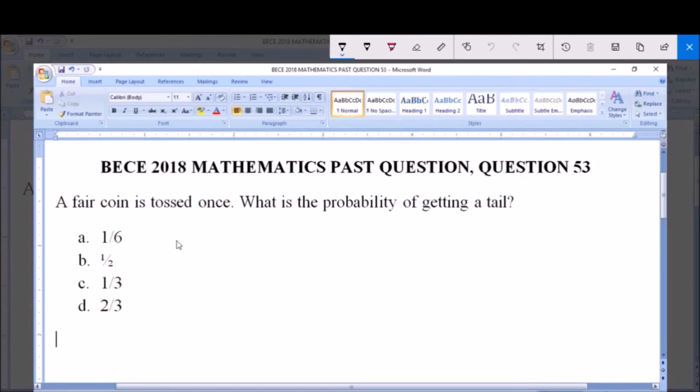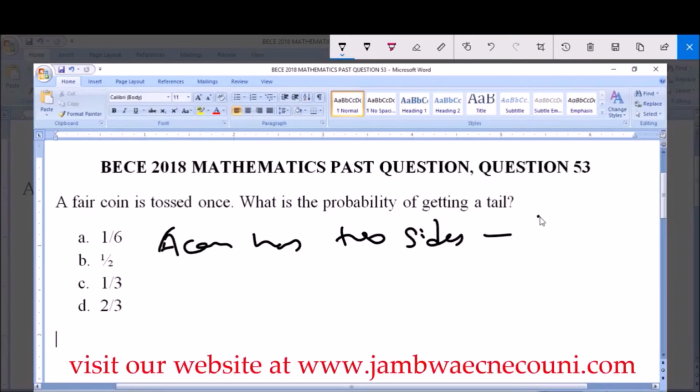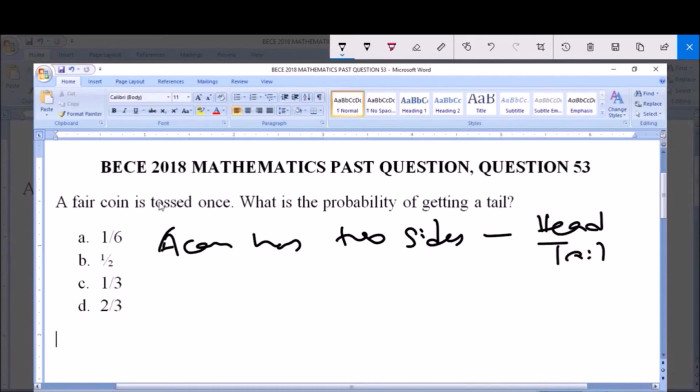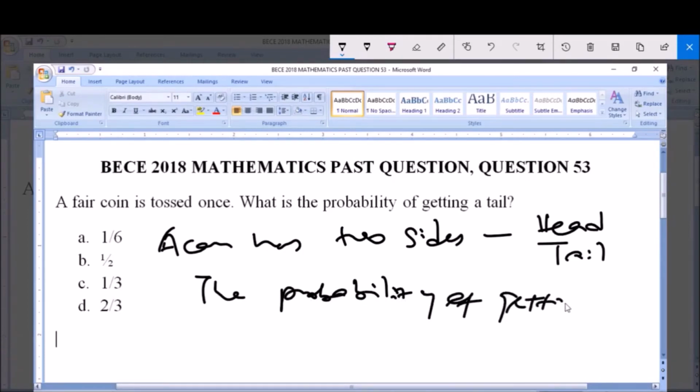Now, a fair coin is tossed once. I want you to understand that a fair coin has two sides. These are the head and the tail. These are the two sides of a coin. Now if the coin is tossed once, the probability of getting a tail, that is the probability of getting one side, will be given as, so therefore the probability of getting a tail is equal to 1 all over 2. Why? This is because the coin has what? Has two sides.